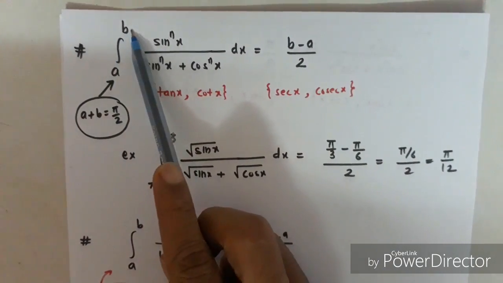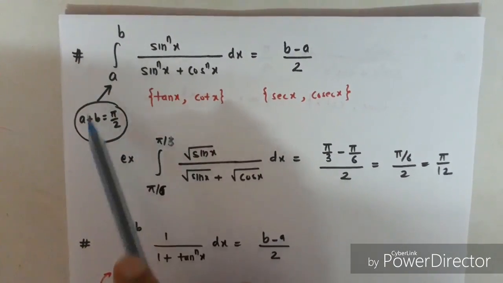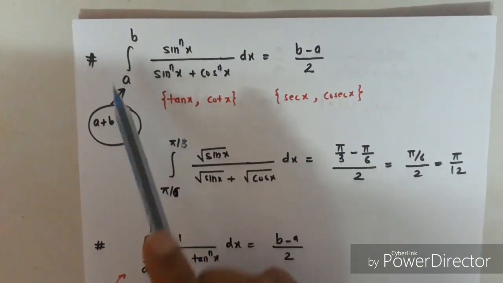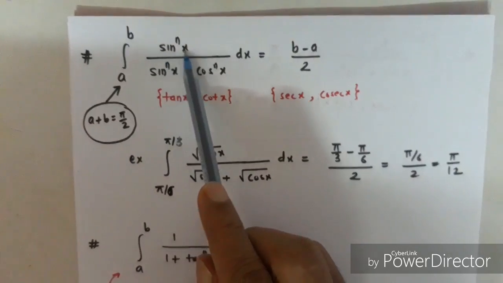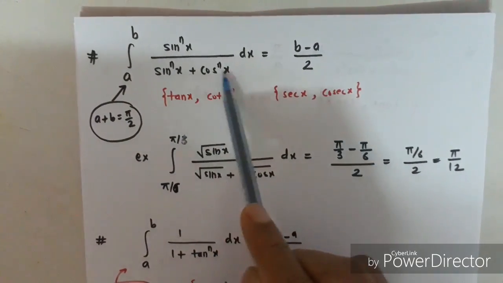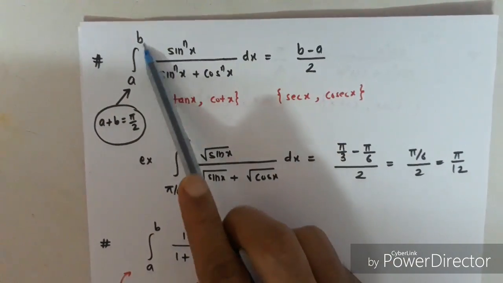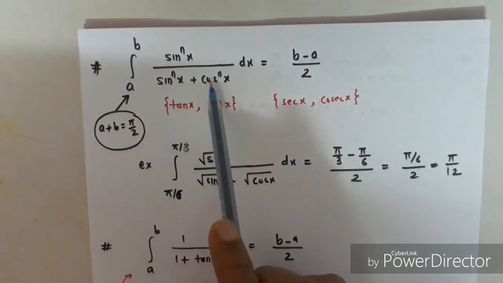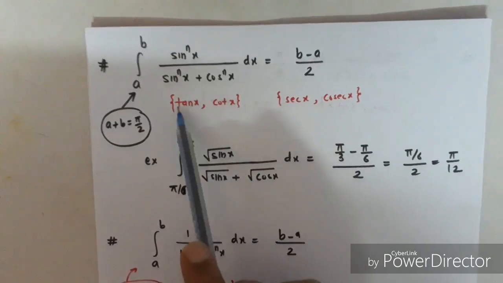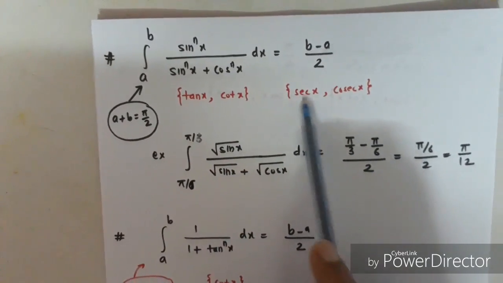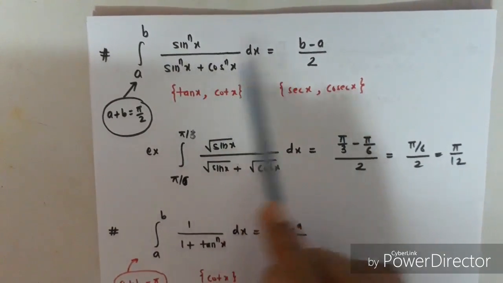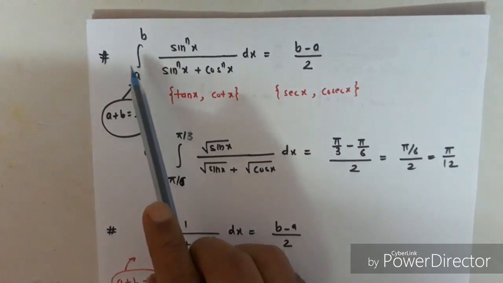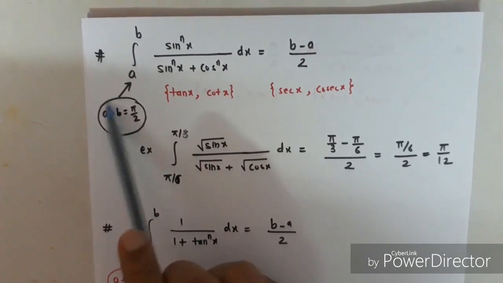Definite integral a to b, where a and b total is pi by 2. Sum of the lower limit and upper limit must be pi by 2. Power of sine divided by power of sine plus power of cos. Answer will be upper limit minus lower limit divided by 2. In place of sine and cos, if it is tan and cot, or sec x and cosec x, still the answer will be upper limit minus lower limit divided by 2. Only condition is sum of the lower limit and upper limit must be pi by 2.